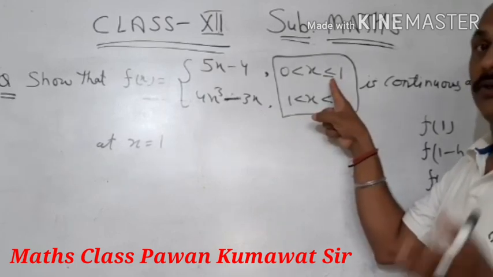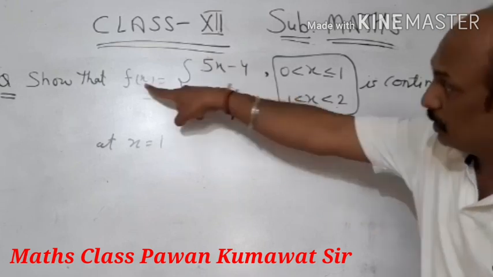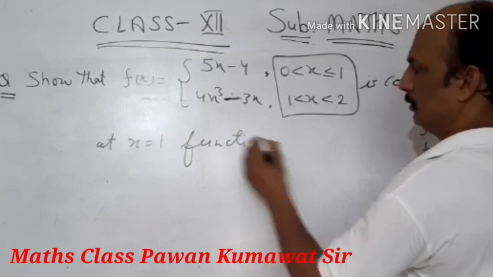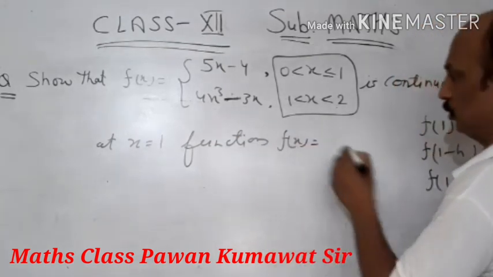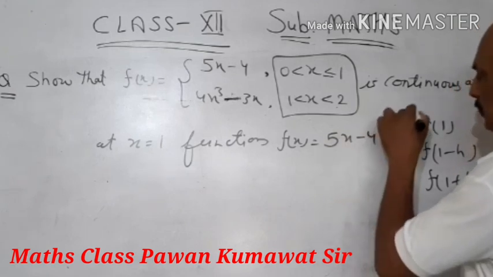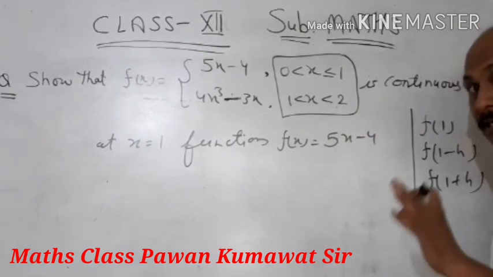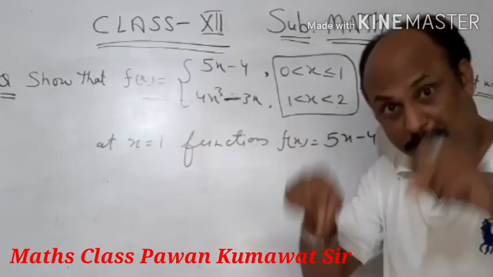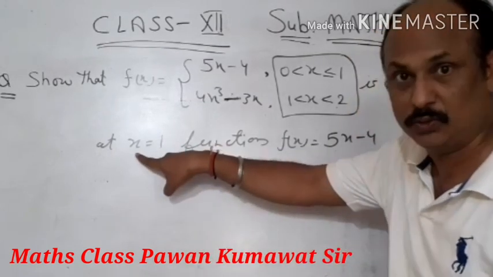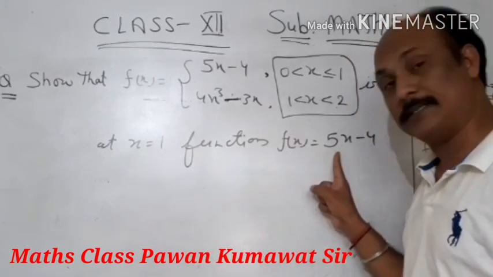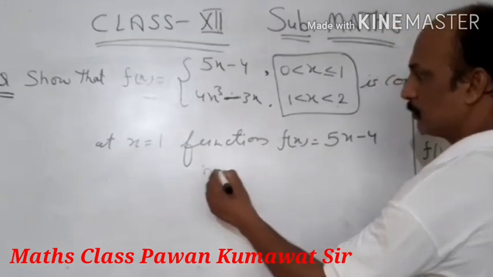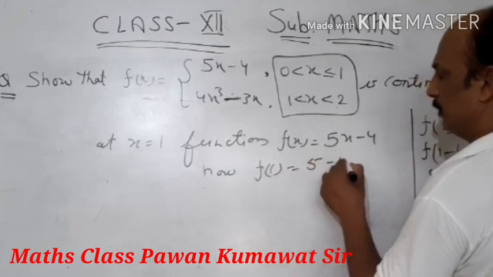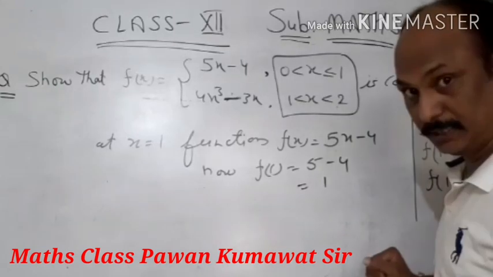Here. So we select the condition where f(x) is equal to 5x minus 4. Is that clear? And we calculate the value of function f(x) at the point, at the point means x is equal to 1. So we should put here x is equal to 1. Now f(1) is equal to 5 minus 4, it will be 1.